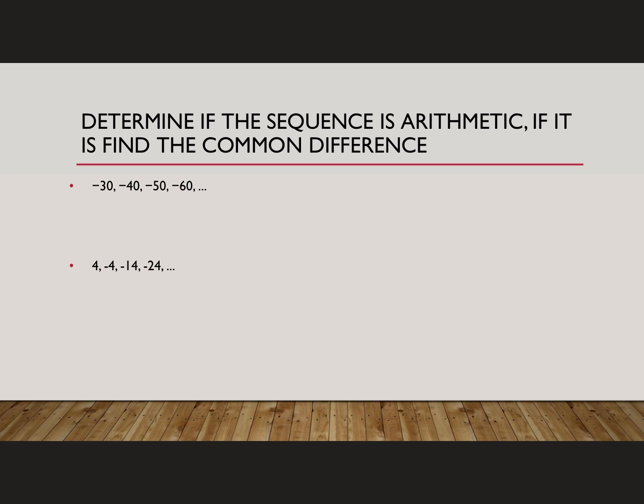Okay, so this one, we're going to determine if the sequence is arithmetic. If it is, find the common difference. So here I see I'm adding negative 10, negative 10, negative 10. So this one is yes. d equals negative 10. Remember, it's negative 10 because we're looking at what we are adding. We have to add negative 10 to go from negative 30 to negative 40.